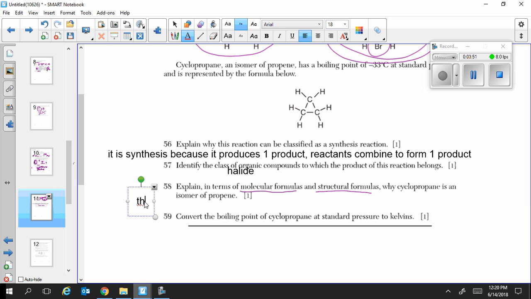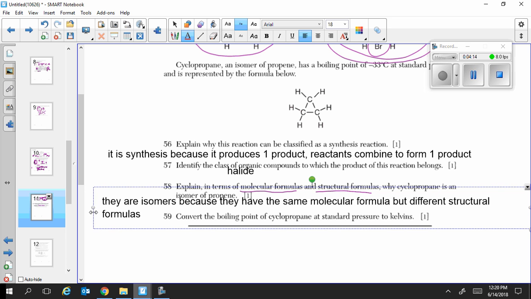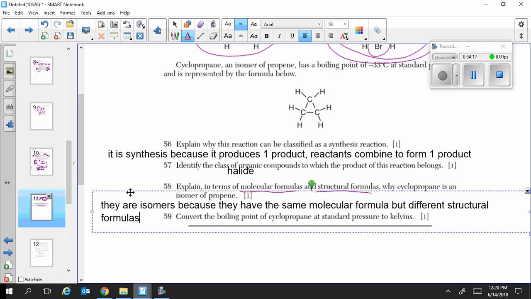All right, explain in terms of molecular formulas and structural formulas why it's an isomer. So they are isomers because they have the same molecular formula but different structural formulas. All right, I have given the definition of an isomer. Isomers are 2 compounds that have the exact same molecular formula but a different structure, therefore they have different properties. So I have definitely used molecular formula and structural formula in my answer.